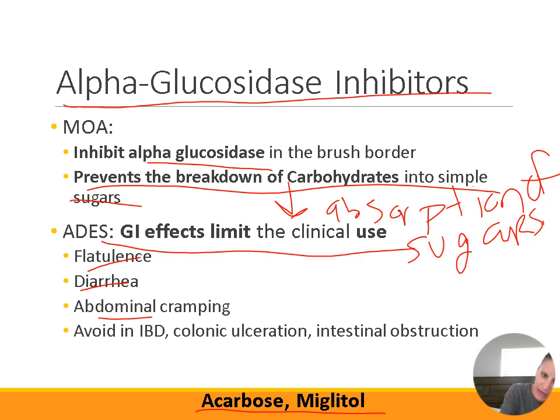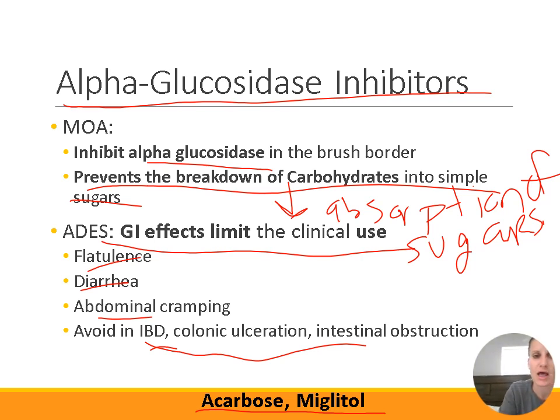Avoid in irritable bowel disease, colonic ulceration, intestinal obstruction. So if patients are already having GI issues, these would not be a good choice. One thing that's important to keep in mind, these don't cause hypoglycemia, but patients could be taking these along with something else that does. If a patient actually is experiencing hypoglycemia, you have to treat that hypoglycemia with glucose itself, because that glucose is already a simple sugar. It's small enough to be absorbed.